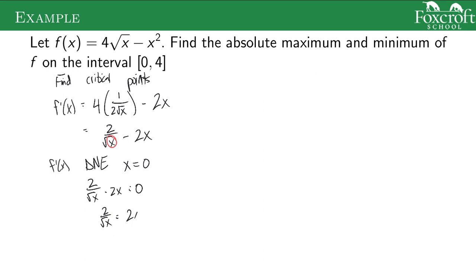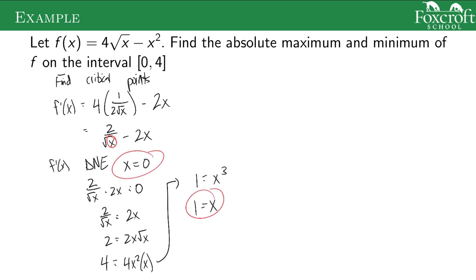The way I would solve this, I'd add the 2x to the other side, multiply both sides by the square root of x, square everything to get rid of that square root, divide by 4, and then take the cube root: x equals 1. So now I have 2 critical points, and now I can do the last part of my problem.